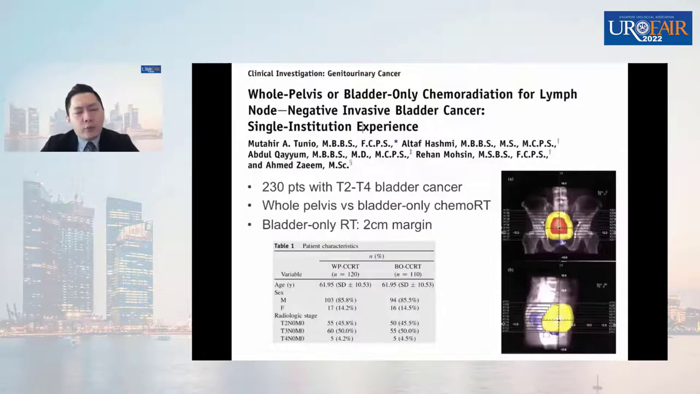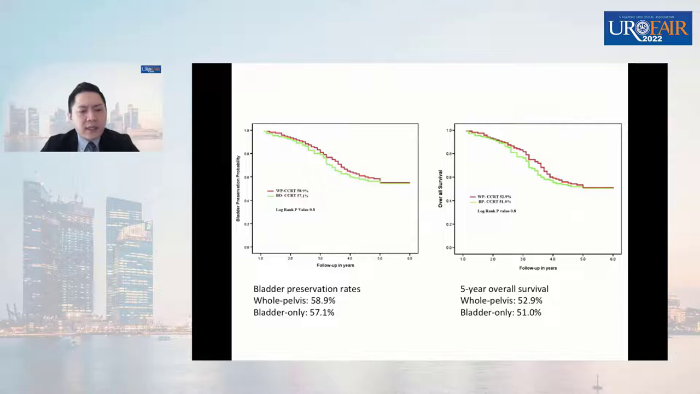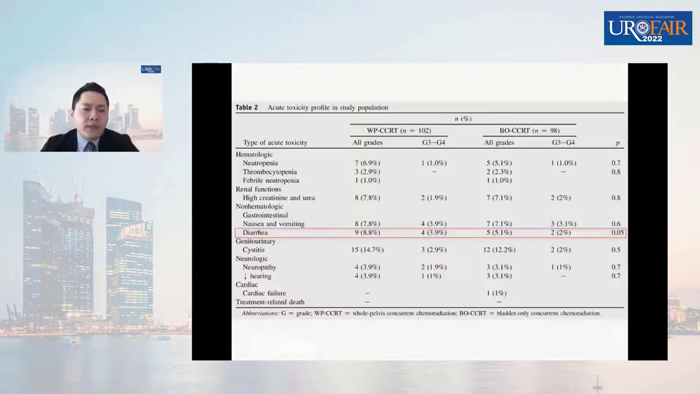And regarding whole pelvis versus bladder alone chemo RT, this is an RCT involving 230 patients. What do they mean by bladder-only RT? They have a two centimeter margin surrounding the bladder. And what they found is that bladder-alone RT is able to achieve similar survival outcomes as well as similar bladder preservation rates when compared to whole pelvis RT. And toxicity-wise, the only toxicity that almost reaches statistical significance is diarrhea, which I think is not very significant.